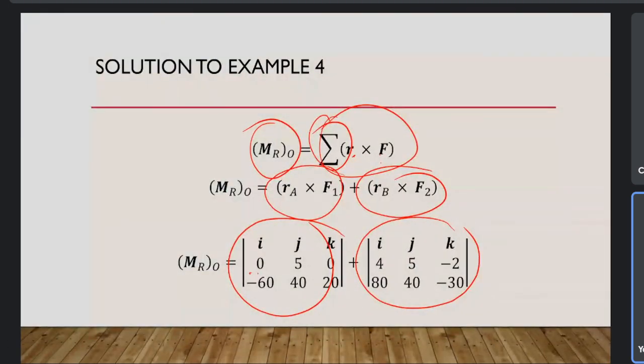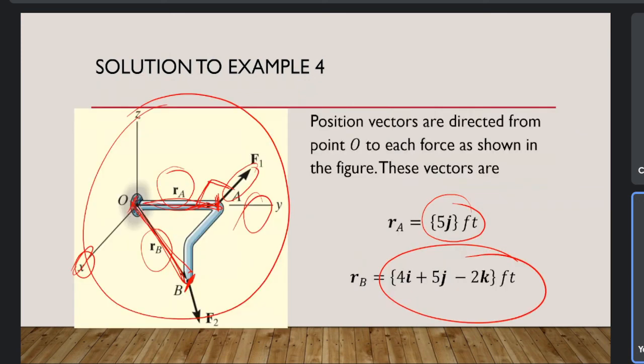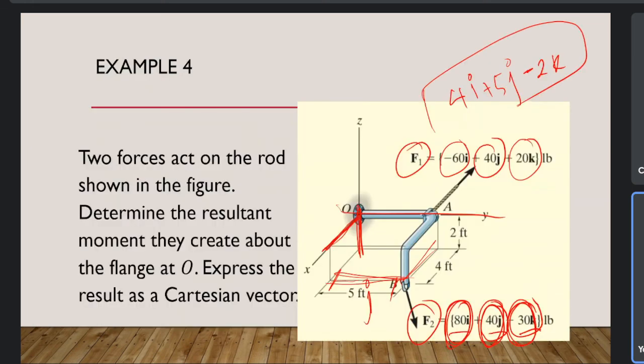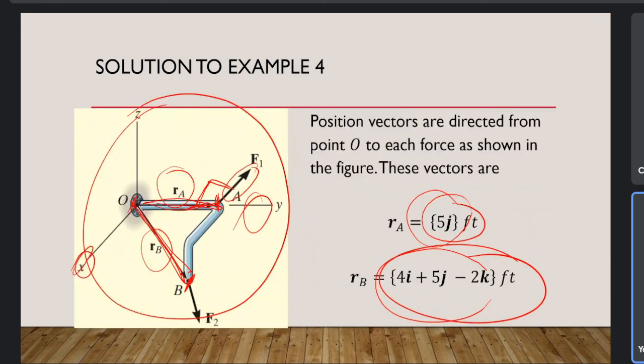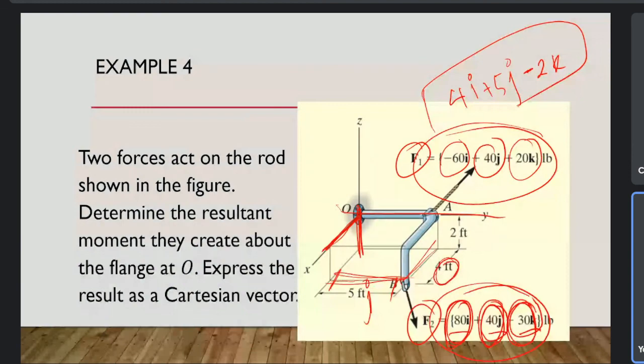So this is the RA and this is the force, then this is RB times force 2. We just get the value from here and here. So the final answer should be, since the question is asking in the Cartesian vector, the resultant moment about point O should be equal to 30I minus 40J plus 60K pounds feet. Also need to be careful with the units because given is the feet and the pounds.